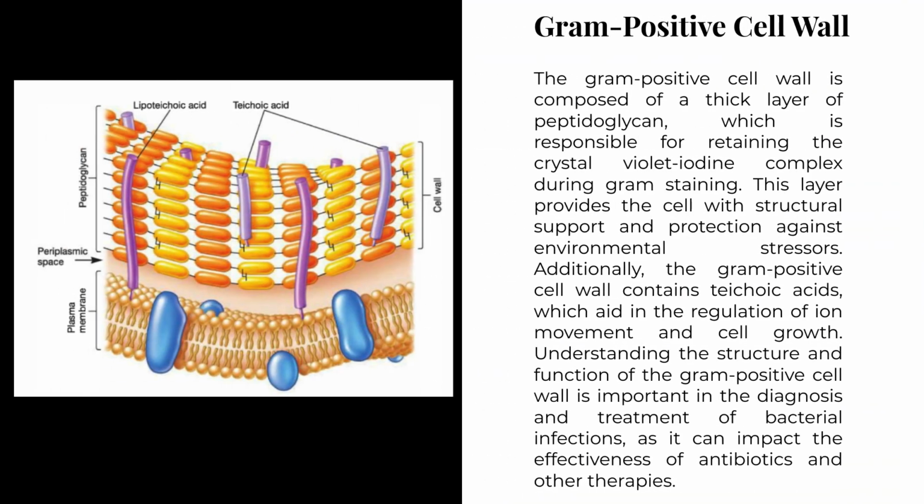Gram-positive cell wall. The gram-positive cell wall is composed of a thick layer of peptidoglycan, which is responsible for retaining the crystal violet iodine complex during gram staining. This layer provides the cell with structural support and protection against environmental stressors. Additionally, the gram-positive cell wall contains teichoic acids, which aid in the regulation of ion movement and cell growth.